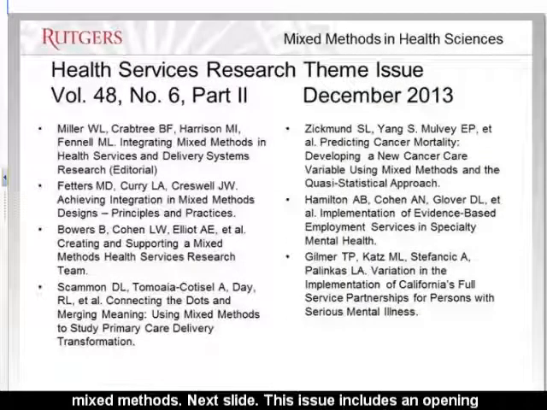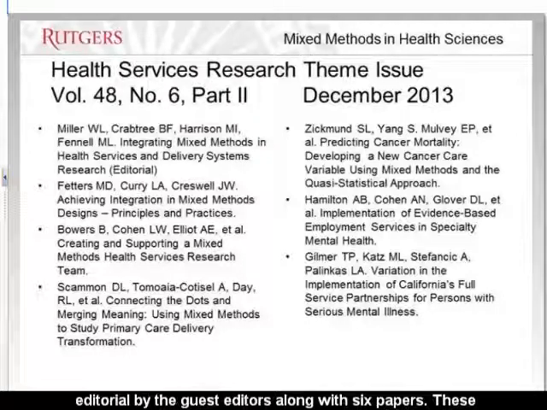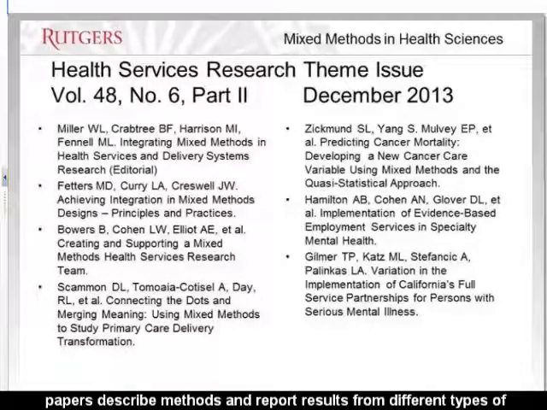This issue includes an opening editorial by the guest editors, along with six papers. These papers describe methods and report results from different types of mixed methods studies. Next slide, please.